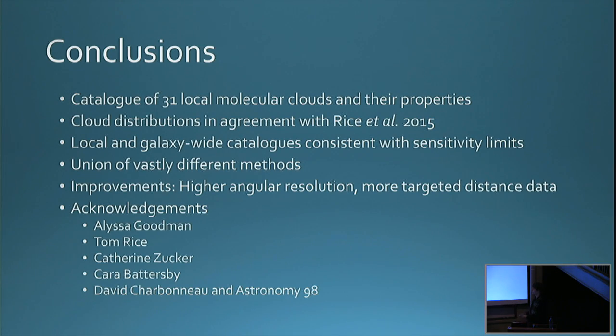Some improvements that might be possible are a higher angular resolution in the CO map, as well as more targeted distance data, such that we have more photometric distance data applied to regions that would be of interest, which you can simply read off from the dendrogram, so you can have a more targeted correlation between the two data sets. So those two things could be improvements.